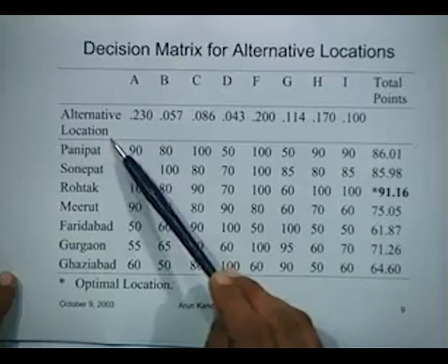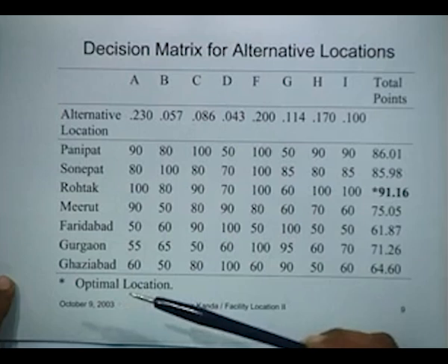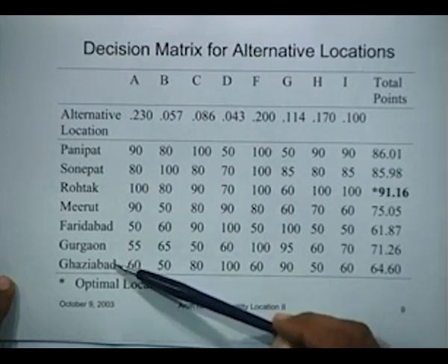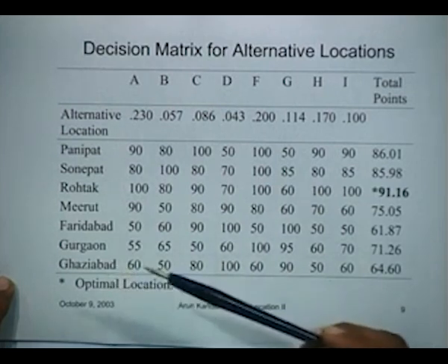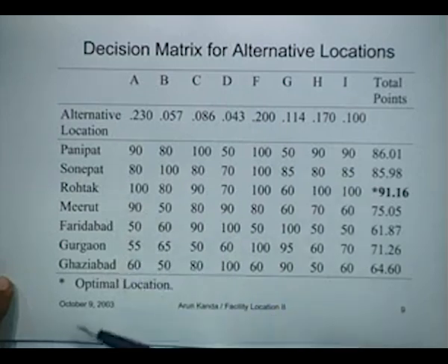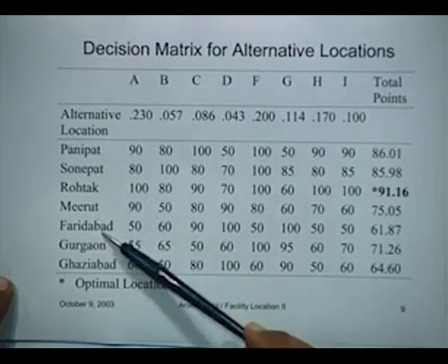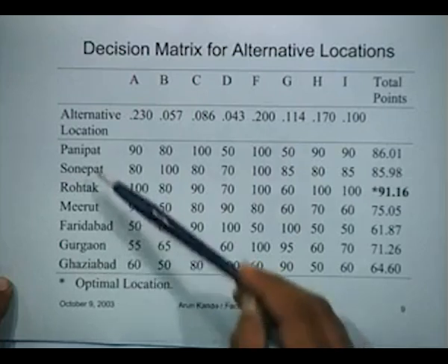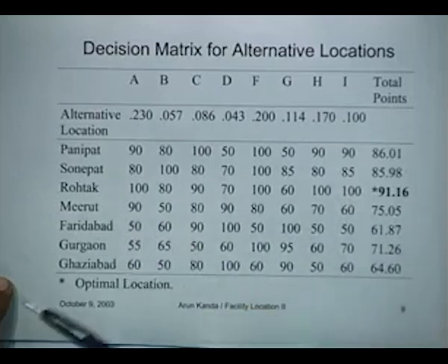the results for this problem could be classified as: a survey was conducted as to where the location should be. Now the management in this case was interested that the location of the plant should be anywhere in North India. They didn't want to go to south or west. So the major industrial districts in the north were considered, and these districts were Panipat, Sonipat, Rohtak, Meerut, Faridabad, Gurgaon and Ghaziabad. So these were the tentative locations that were possible for setting up the plant.